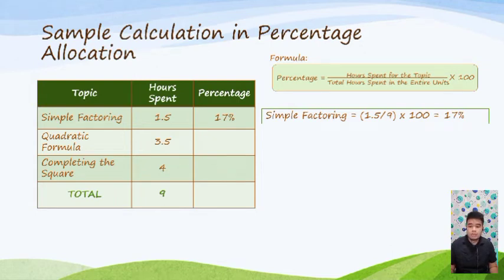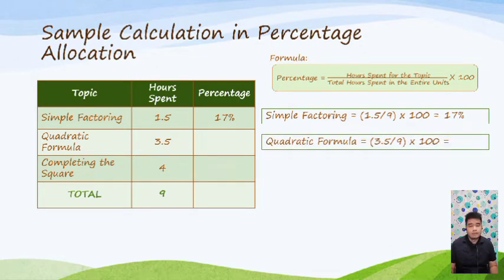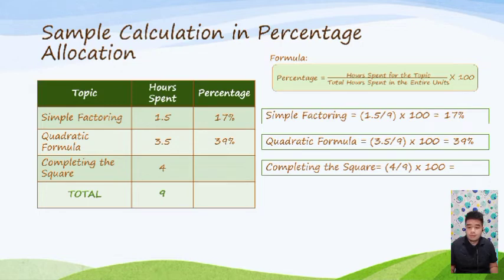Now let's move on to the quadratic formula. For the quadratic formula, we have 3.5 divided by 9 multiplied by 100. So it is equal to 39%. Next, in completing the square method, we have 4 for the hours spent. The total time spent is 9 hours. That's why it becomes 4 over 9 multiplied by 100. So it will give the result of 44%. Adding these percentages, it will give us a total of 100%.